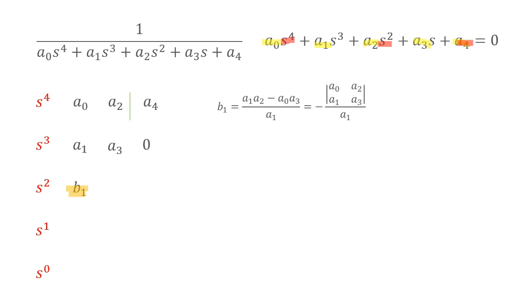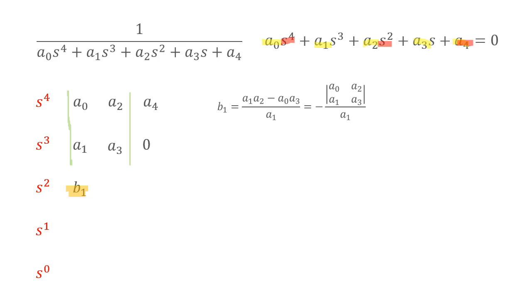Determinant of this whole thing, minus the determinant of this whole term, divided by a1. Okay, it will give you b1.